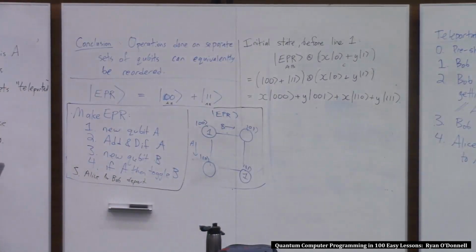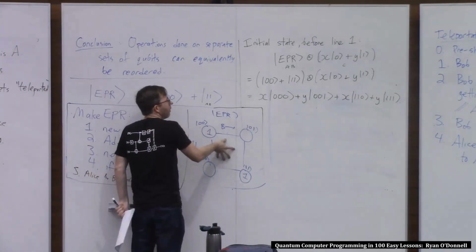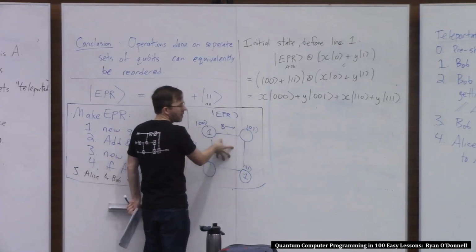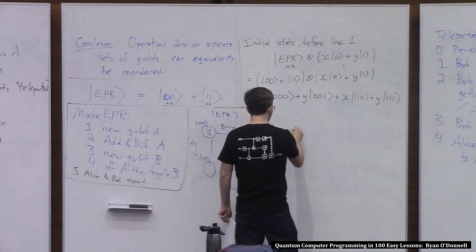Now, Charlie's qubit comes in, and the C qubit is going to be the in-out direction. Basically, we're going to get x of this on the front face and y of this on the back face. So I'll draw the picture and you'll see what I mean. So let's see if I can do this. Okay.